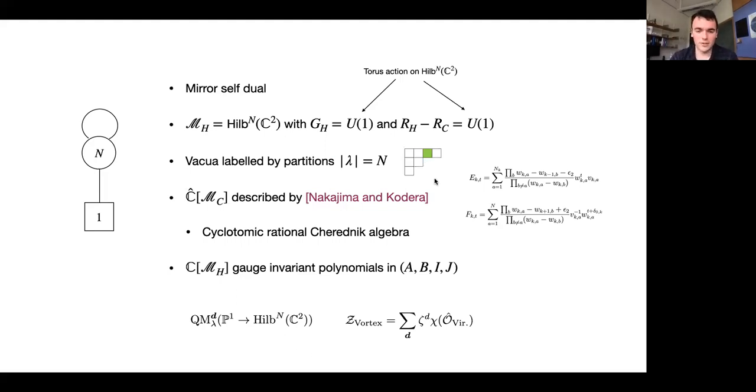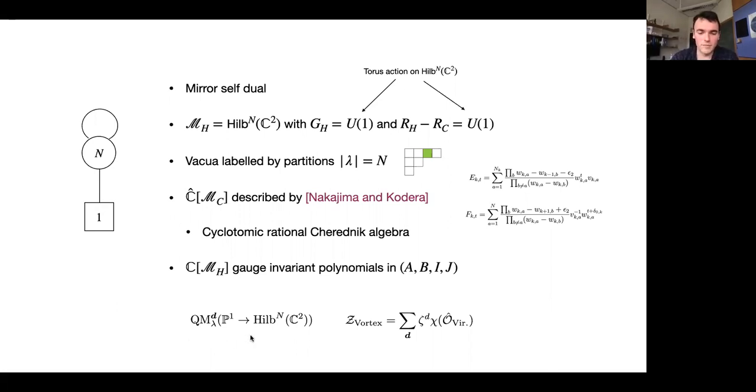Now, the quantized Coulomb branch algebra of this theory has been written down by Nakajima and Kodera, and they call it a cyclotomic rational Cherednik algebra, which I don't know a huge amount about, but I understand that it's some truncation or quotient of the double affine Hecke algebra. I've written the monopole operators in the corner here. The Higgs branch algebra is generated, as usual, by gauge invariant polynomials in the hypermultiplet scalars. In this case, the difference from SQED_N is that there's an edge loop.